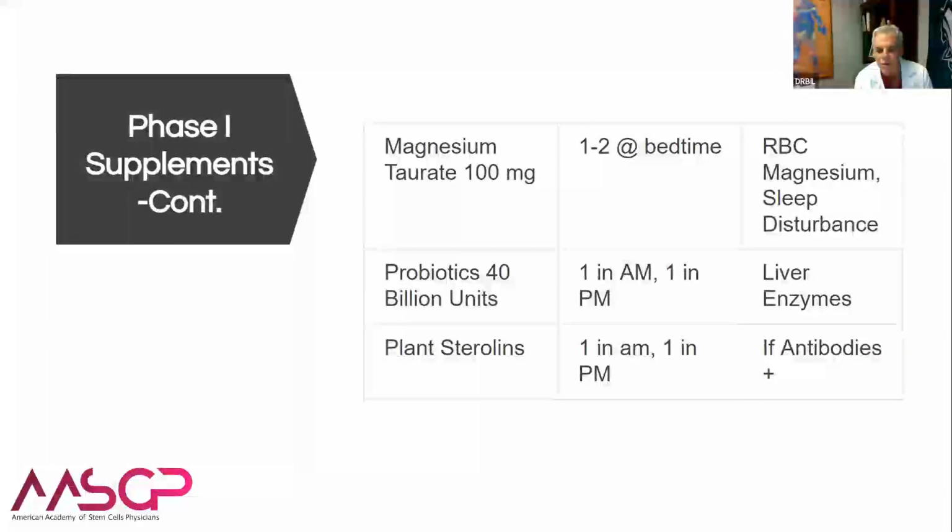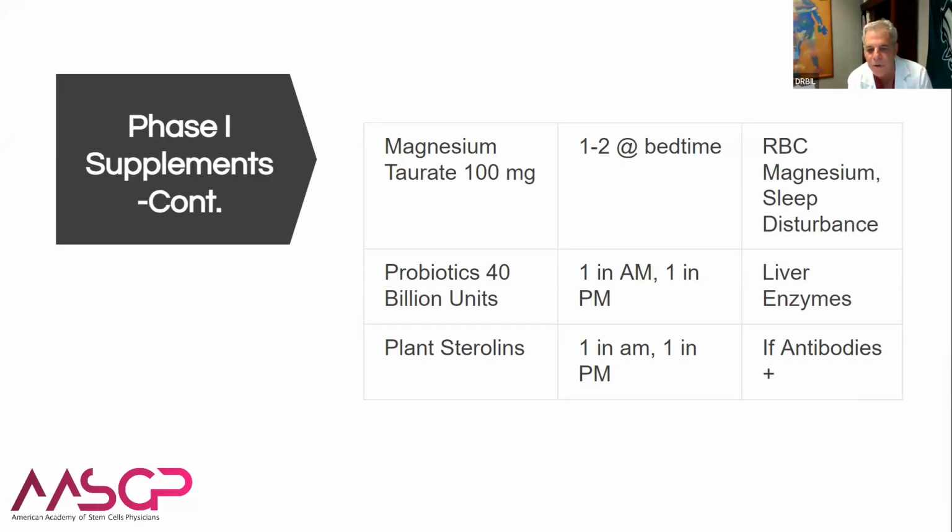For sleeping, we'll use magnesium taurate, 100 milligrams. We couple that with vitamin D, and we'll also use some melatonin, 3 milligrams. So we'll give them all three of those 2 hours before bedtime. Remember, melatonin is not a sleeping pill. It resets your daily rhythm.